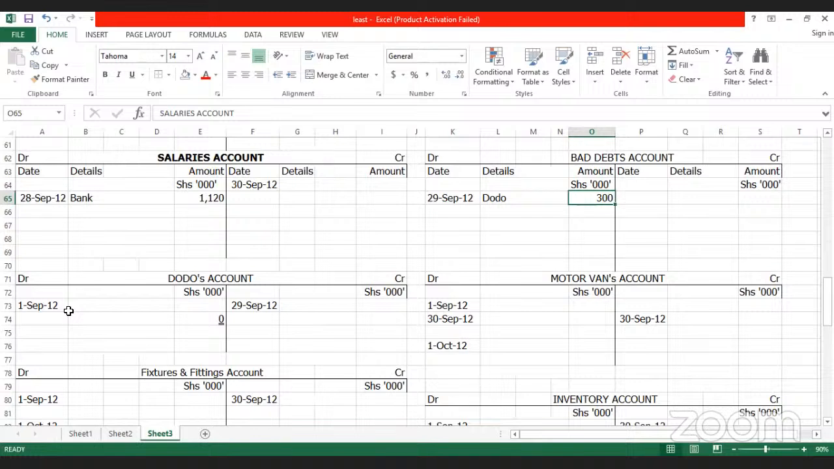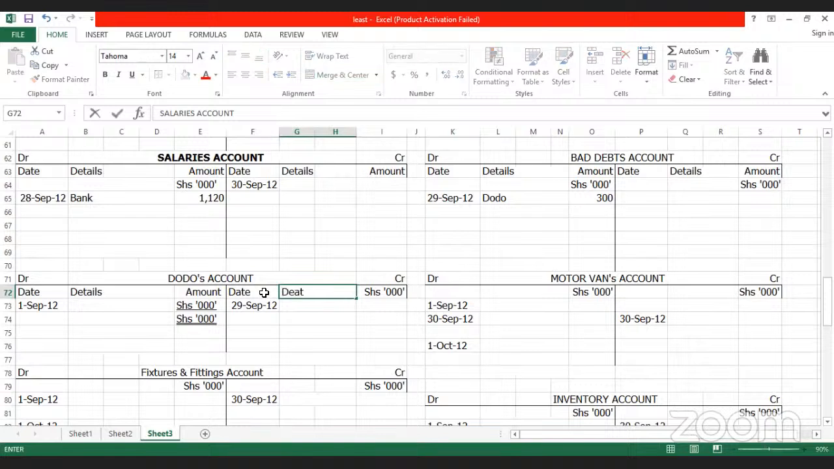In fact, we have to first prepare Dodo's account. You can also prepare it. It's here. Dodo's account. Dodo is among the trade receivables of the business. So trade receivables have a debit balance brought down. These are current assets to the business.